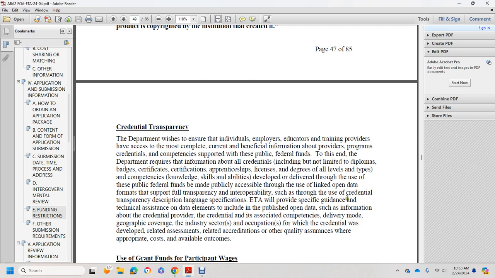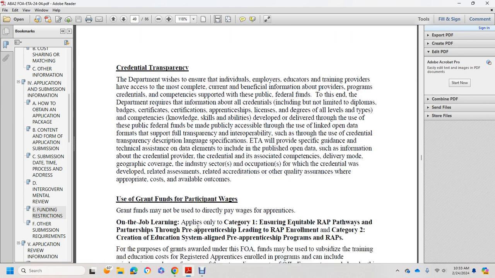ETA will provide specific guidance and technical assistance on the data elements included with the published open data: information about the credential, the credentials associated with the competency, delivery mode, geographical coverage, the industry sector, occupation, and occupations for which credentials and related assessments are developed, and related accreditation or other quality assurance, where appropriate, costs, and available outcomes.